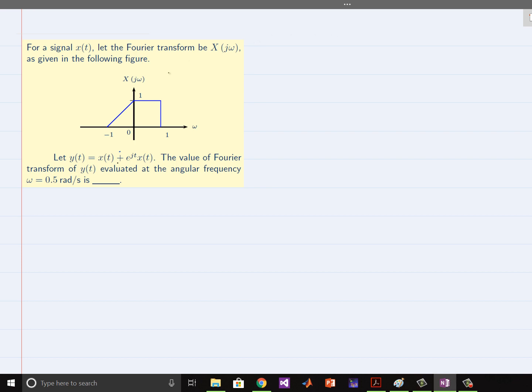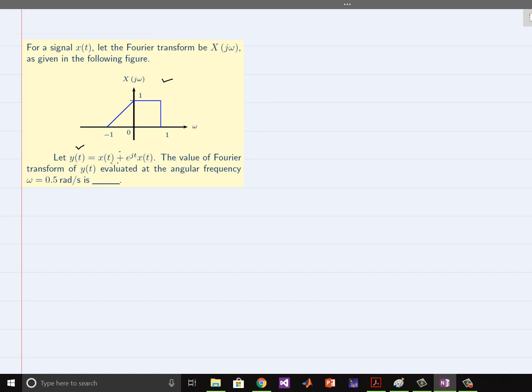Hello friends, in this video we will discuss a problem in the continuous time Fourier transform. It is given that for a signal x of t, the Fourier transform is given by X of j omega, whose plot is given here. We are interested in finding the Fourier transform of a new signal y of t, which is defined as x of t plus e power jt x of t.